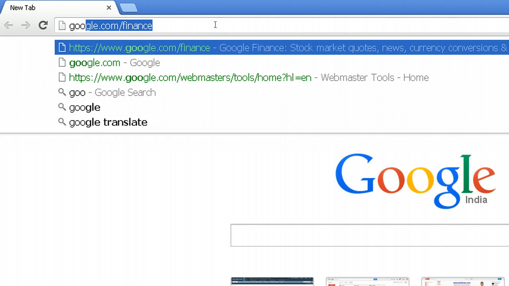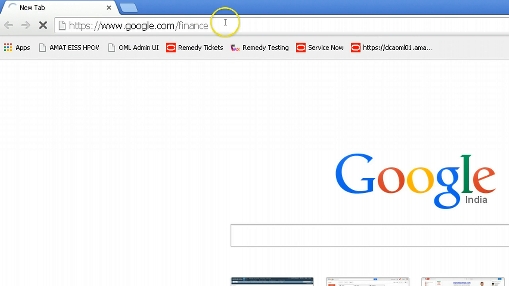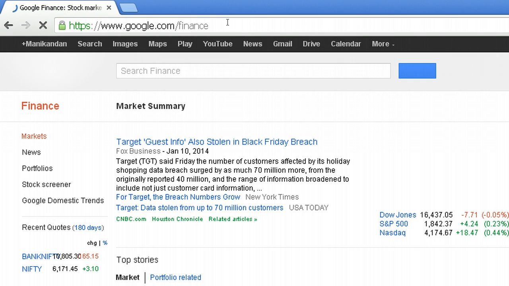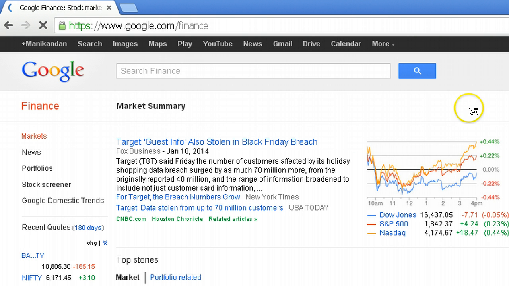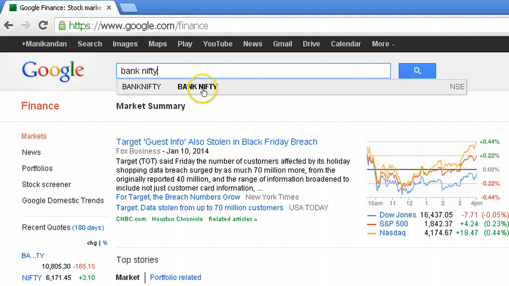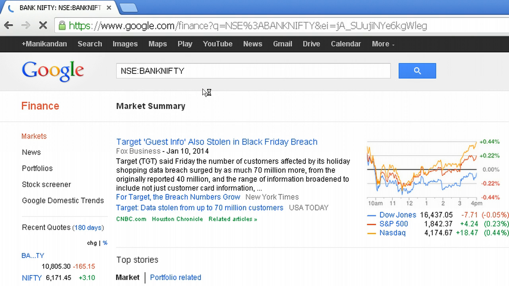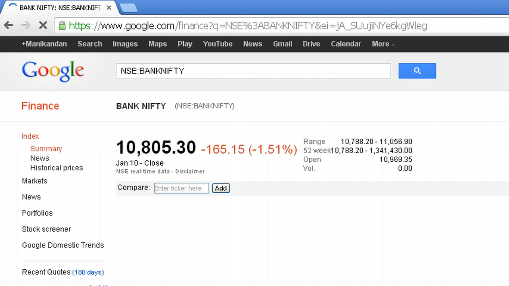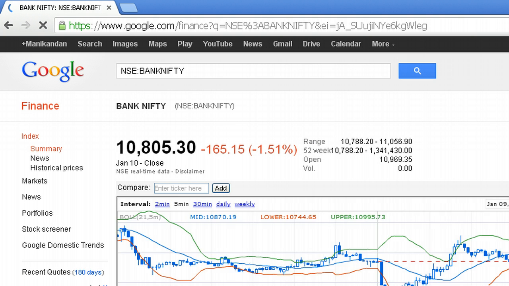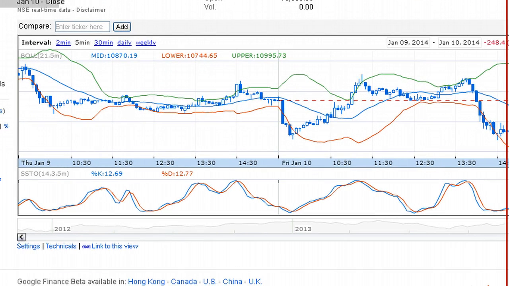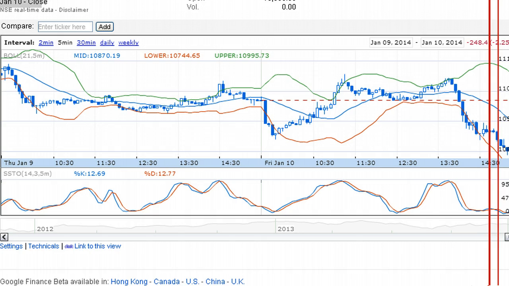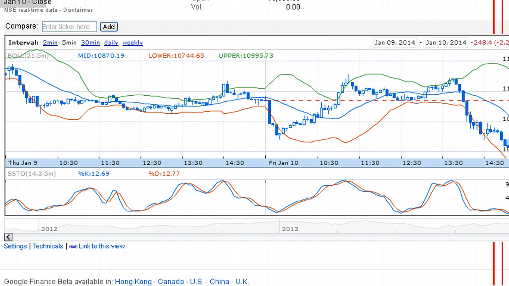So you just go to google.com/finance. This is very useful, and at the top you can search something like, let's say, Bank Nifty. As Bank Nifty has more volatility, I think it's more suited for Bollinger Bands, and even for Nifty actually. So I'm going to show you Bank Nifty here. So here this is Bank Nifty for you.